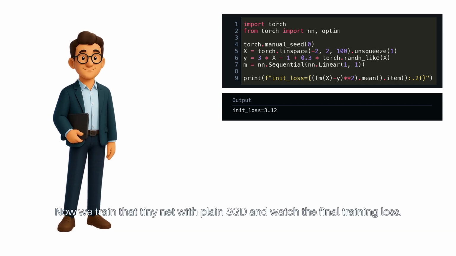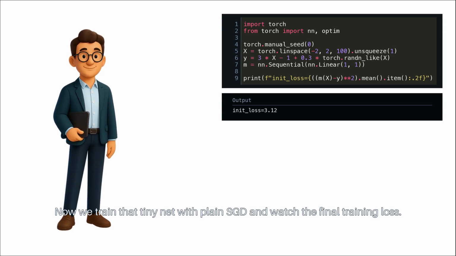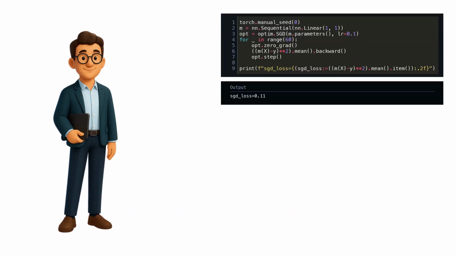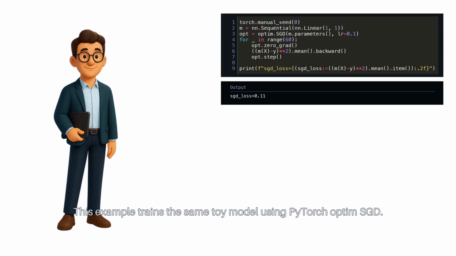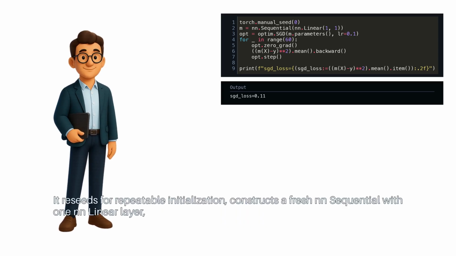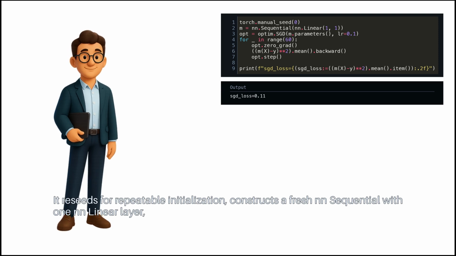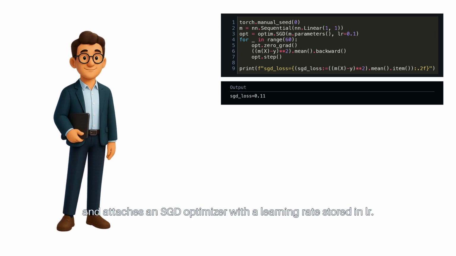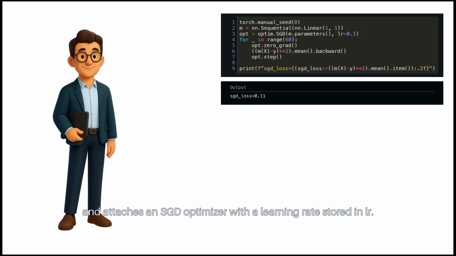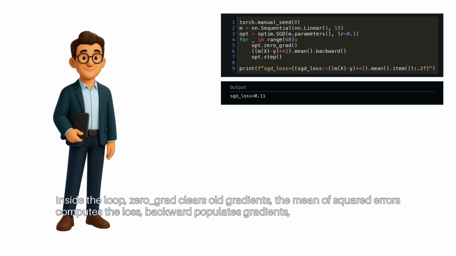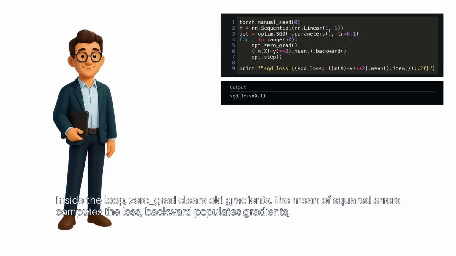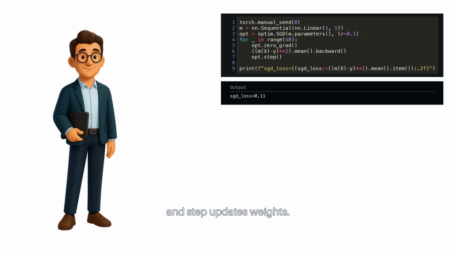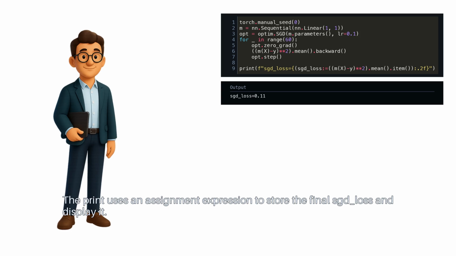Now we train that tiny net with plain SGD and watch the final training loss. This example trains the same toy model using torch.optim.SGD. It reseeds for repeatable initialization, constructs a fresh nn.Sequential with one nn.Linear layer, and attaches an SGD optimizer with a learning rate stored in lr. Inside the loop, zero_grad clears old gradients. The mean of squared errors computes the loss. Backward populates gradients, and step updates weights. The print uses an assignment expression to store the final SGD loss and display it.